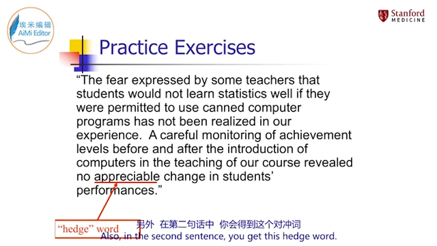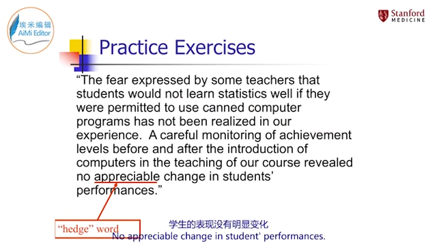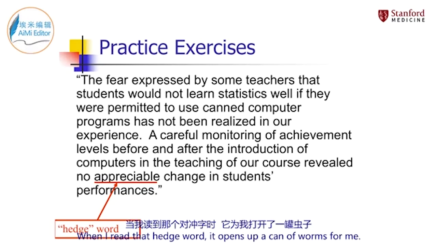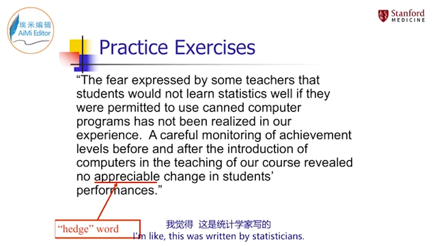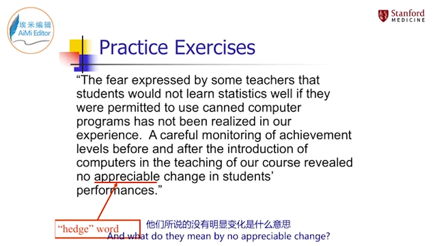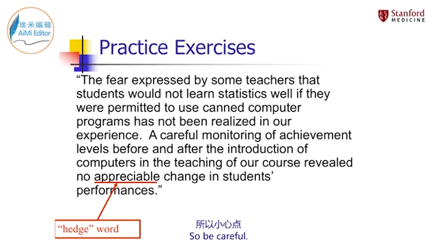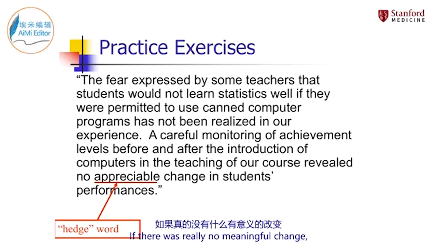Also, in the second sentence, you get this hedge word. No appreciable change in students' performances. Be careful with hedge words. Scientists love to put the hedge words in, but they are often unnecessary and raise all sorts of questions. When I read that hedge word, it opens up a can of worms for me. I'm like, oh, this was written by statisticians, and what do they mean by no appreciable change? Does that mean there was a change and it just didn't achieve statistical significance? What are they trying to bury in that word appreciable? So be careful. If there was really no meaningful change, then just say there was no change. Get rid of the hedge word.